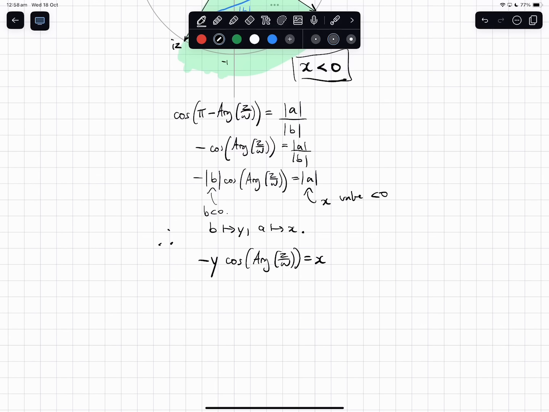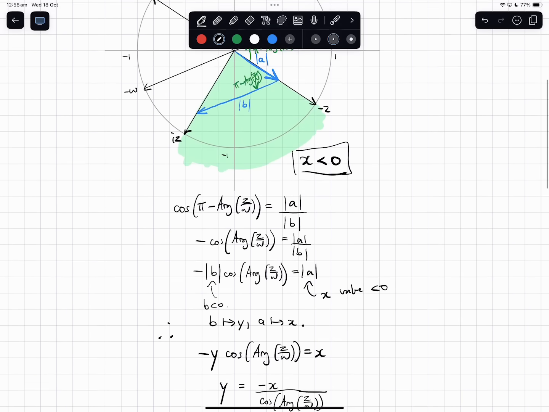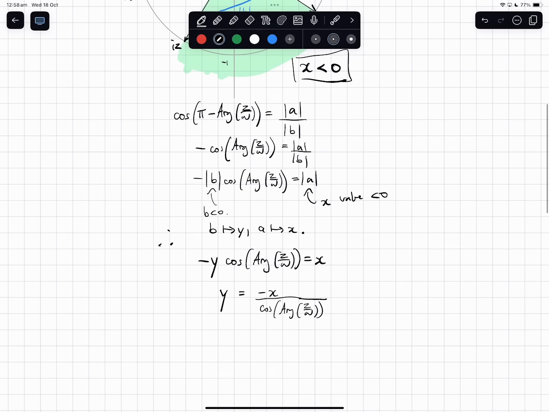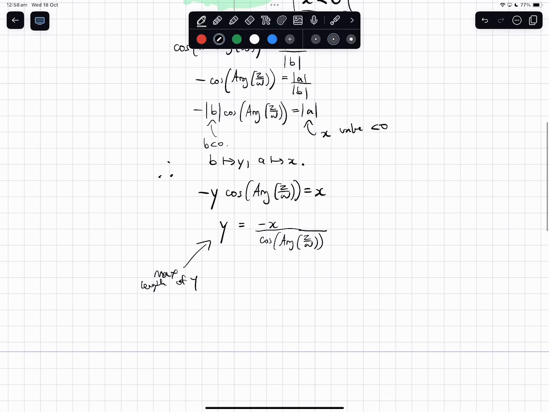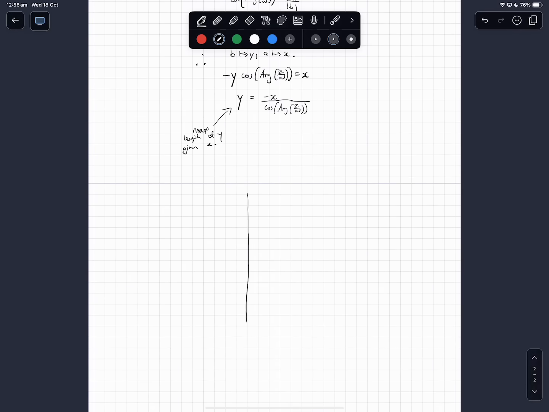Okay. So maybe I'd like Y to be the subject, so I'm going to make that negative X over cosine of arg z on W. Okay, so what does that tell us? Well, that's the maximum. This is the max length of Y given X.